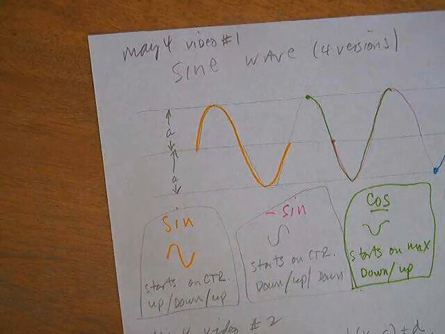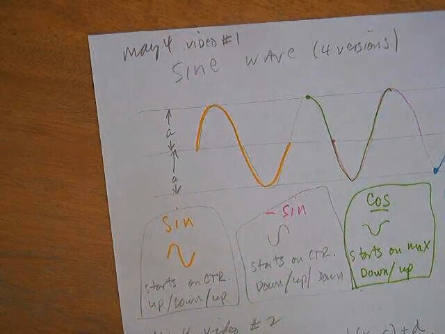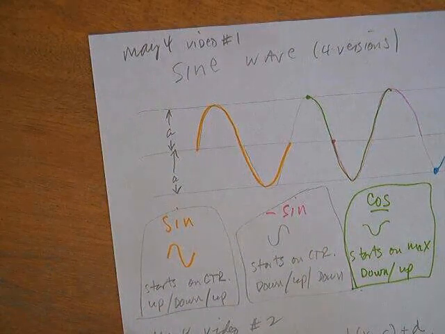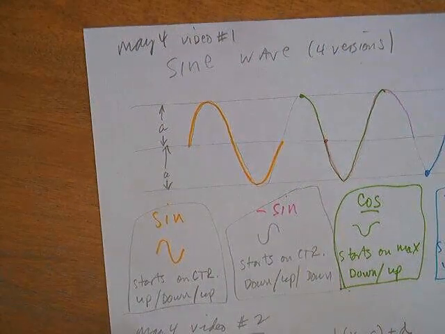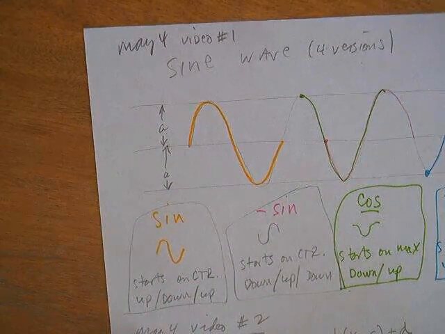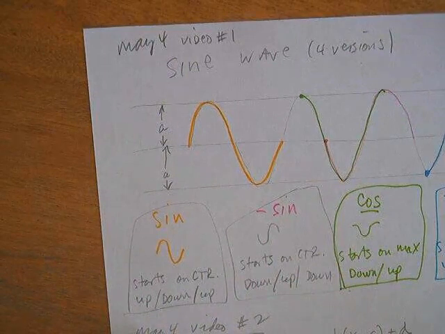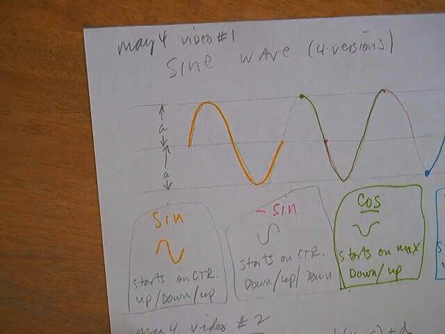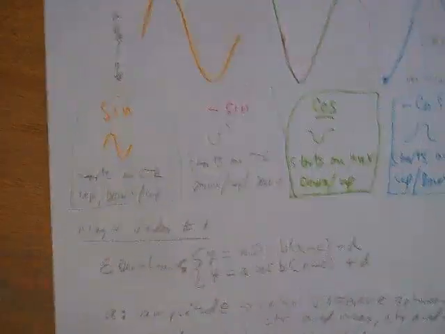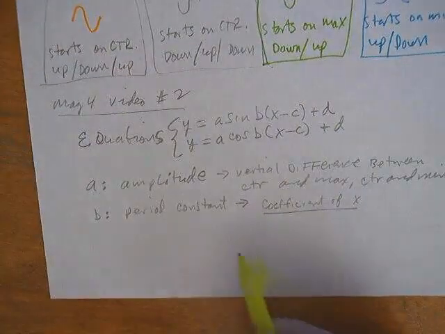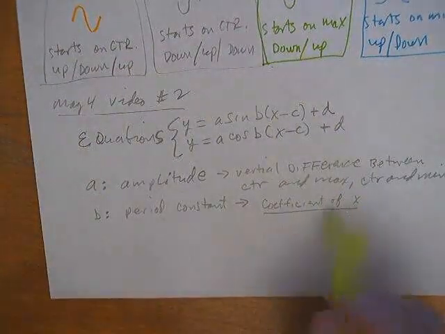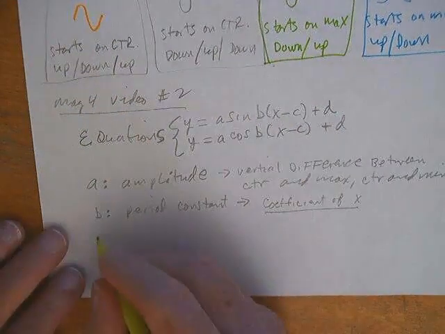B is called the period constant. These things have names. This is the coefficient. That's the coefficient of x right there. Whoa, I need to move this down. So here I've got B, the period constant, is the coefficient of x.